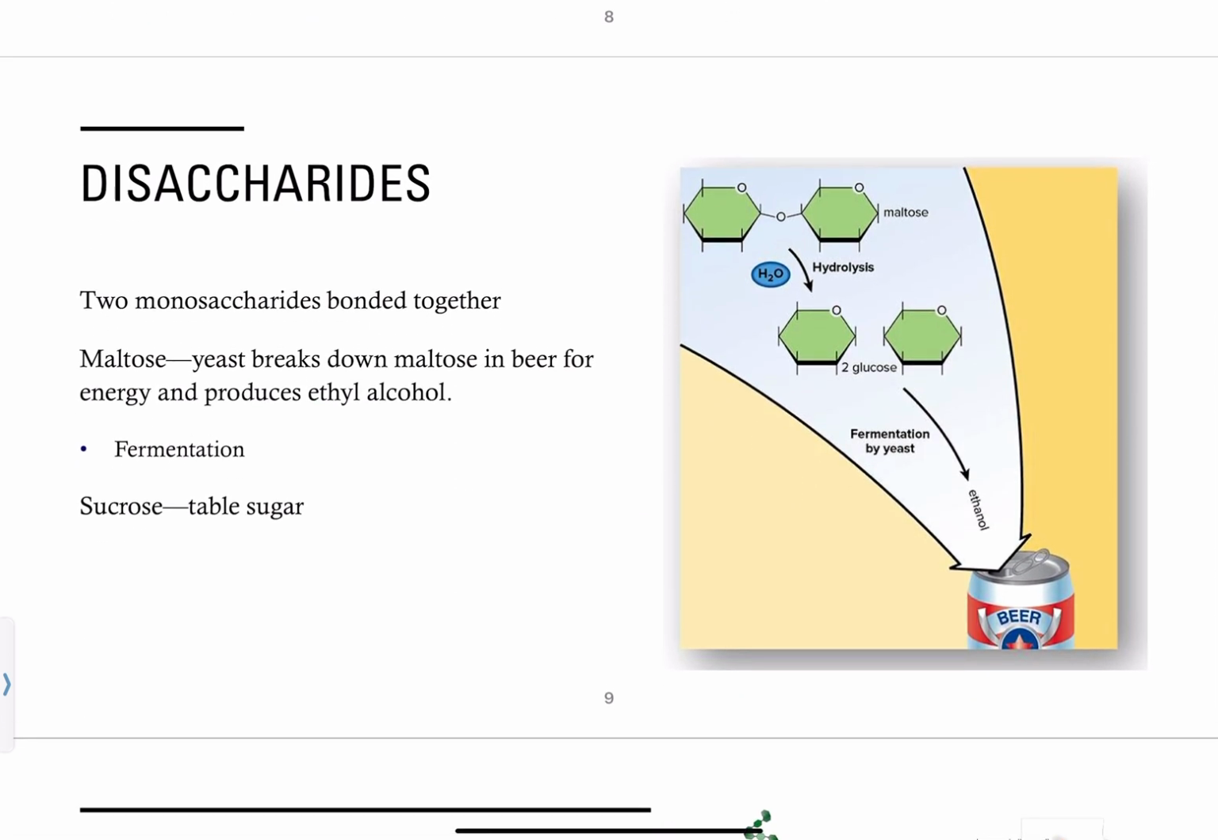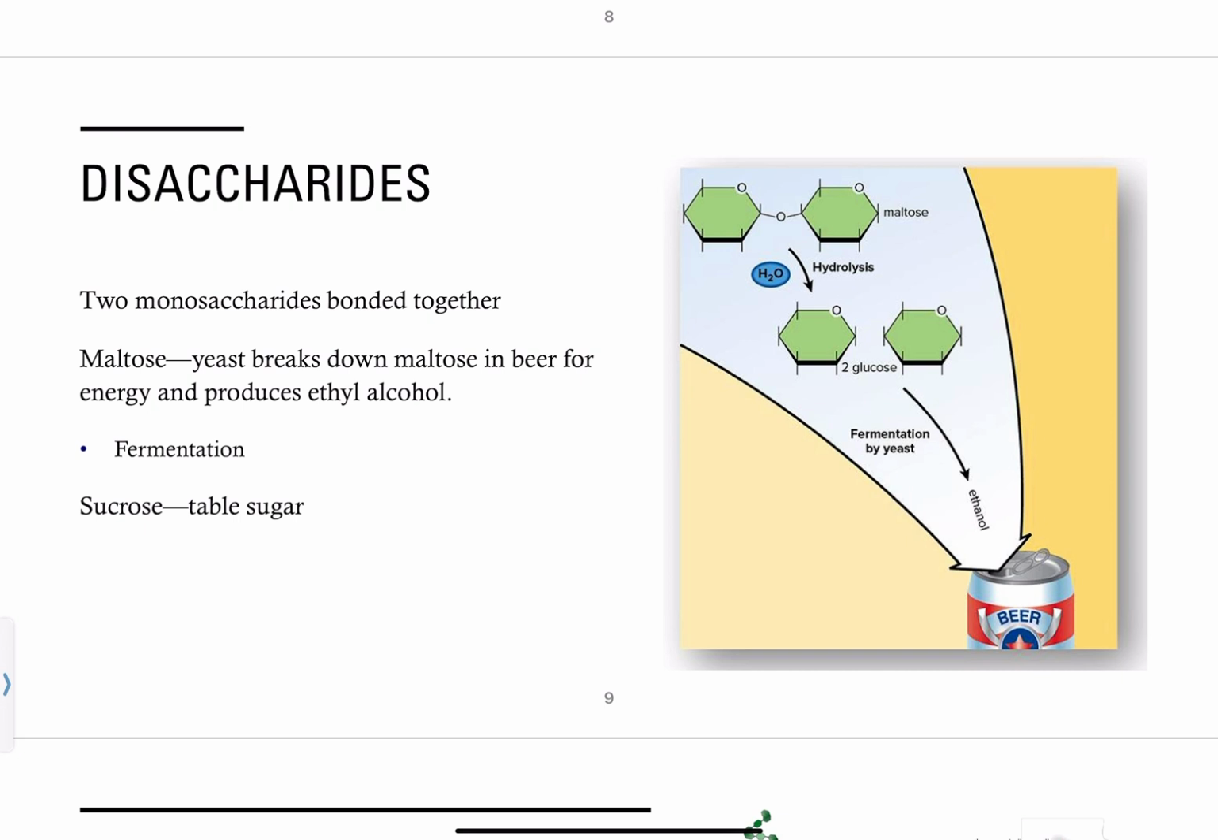So disaccharides, these are going to be our double sugars, and this is going to be when our two monosaccharides join together, again via dehydration reaction, they're going to form the disaccharide. So for example, we have maltose, which is formed from two glucose molecules. It's commonly broken down by yeast during fermentation, where it's going to produce ethyl alcohol. Yes, the same process used in brewing beer.